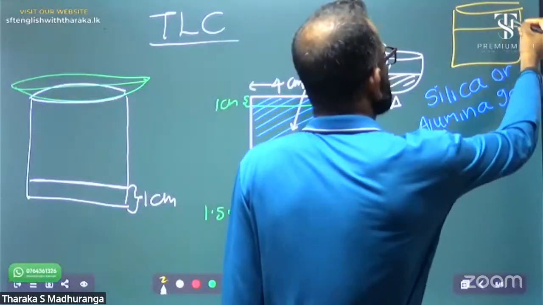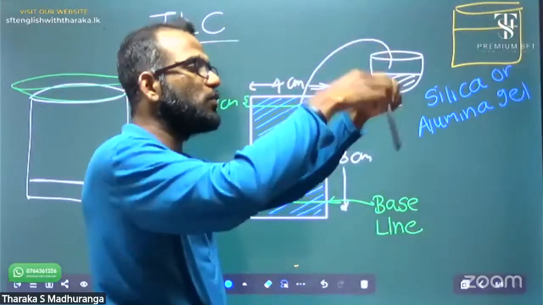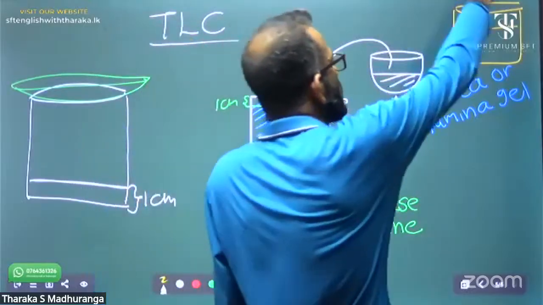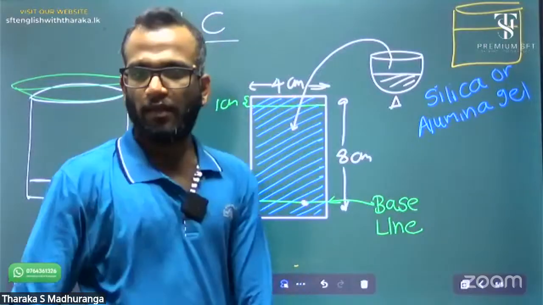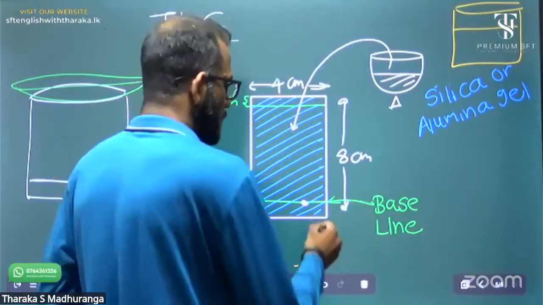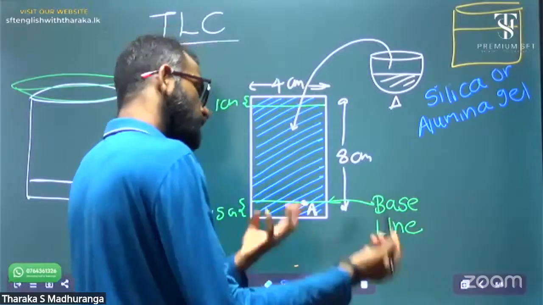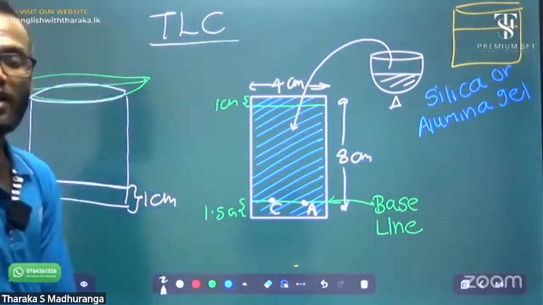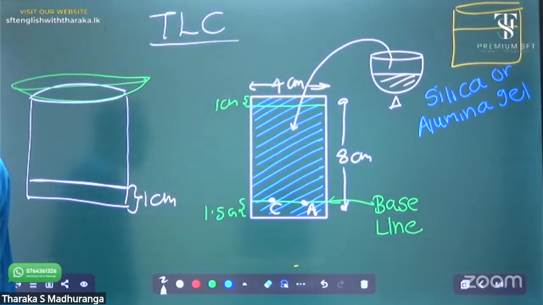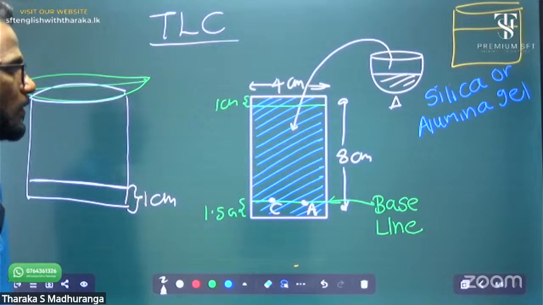Now I have my extracted crude product. I can use a capillary tube or glass tube, take a sample and place it on baseline A. By the same method, we also place a control sample, the purified control sample.